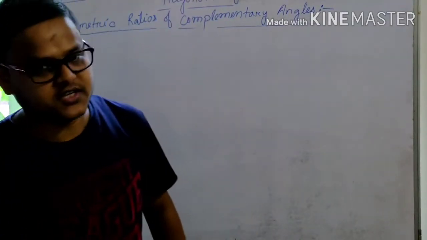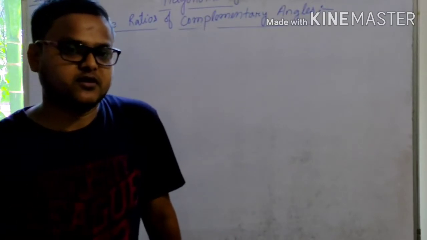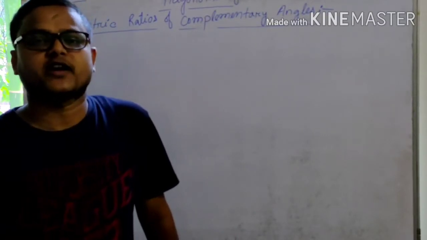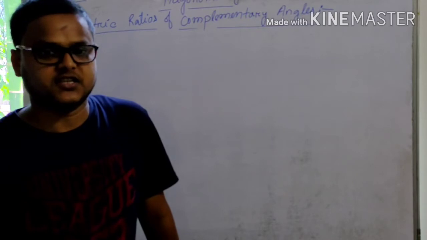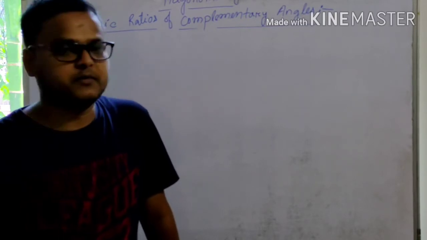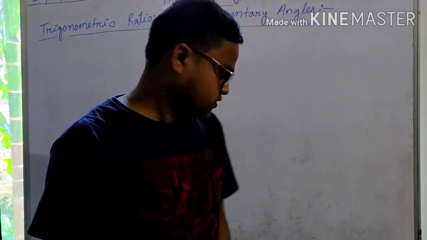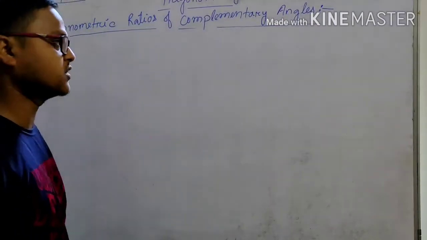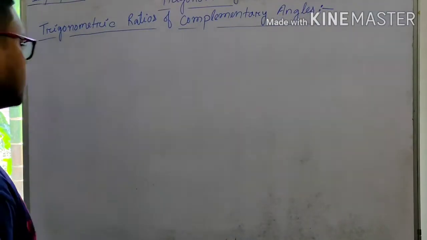What is a complementary angle? When the sum of two angles is equal to 90 degrees, they are known as complementary angles. So let's see how this is related to complementary angles.